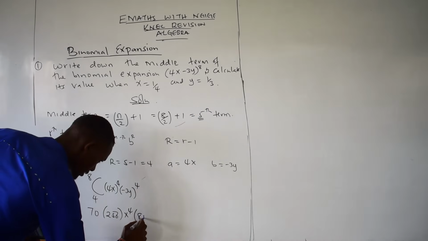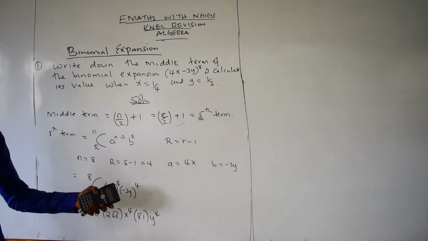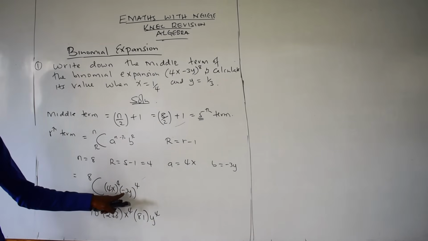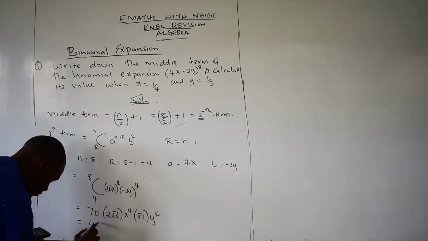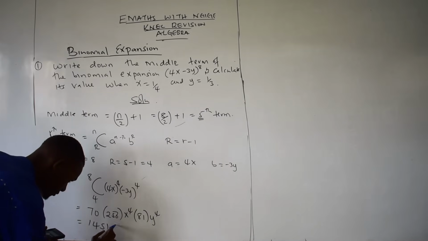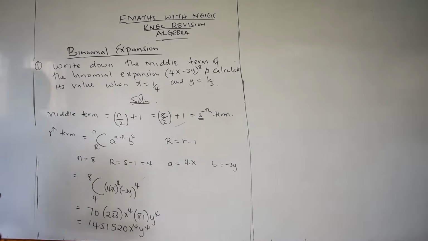Then 3 to power 4, that should be 81. Then y to power 4. Remember, why is it 81 which is positive? Our power here is an even power. So this negative will by the end of the day become a positive. So our value there is 70 times 256 times 81. So you have your value as 1451520 x to power 4 y to power 4.